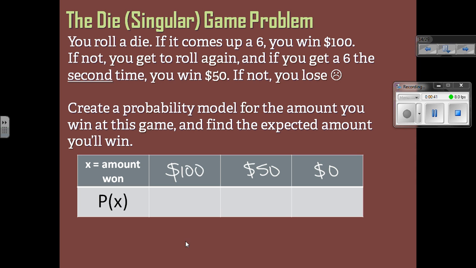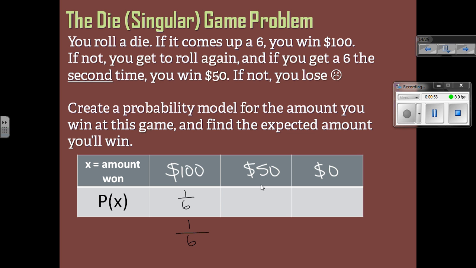So to win $100, I have to get a 6 the first time I roll the die. So there's 1 six on a die, out of 6 possible sides it could land on. So 1 out of 6 is our probability, and I'm just going to leave it like that. You could put it as a decimal if you wanted to.